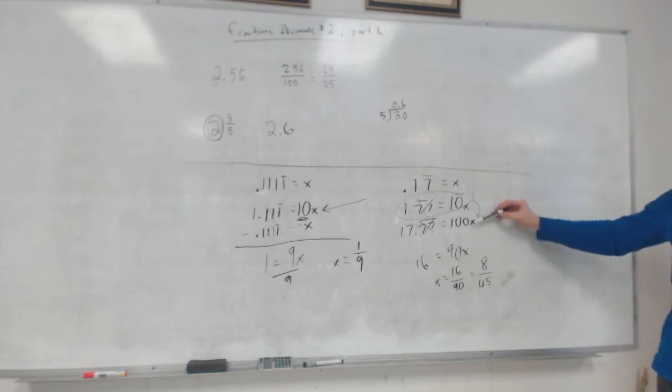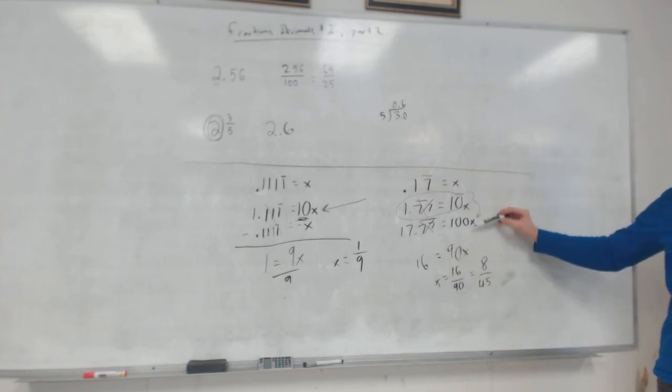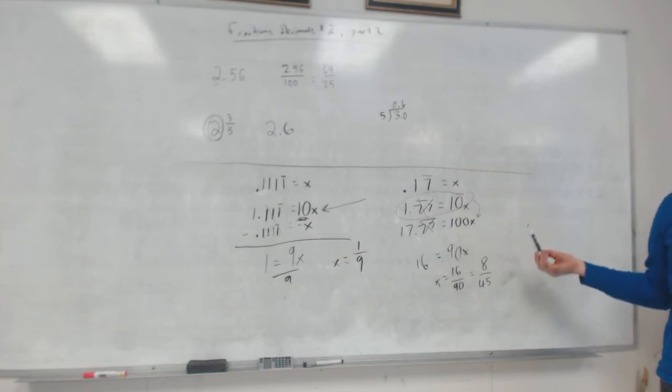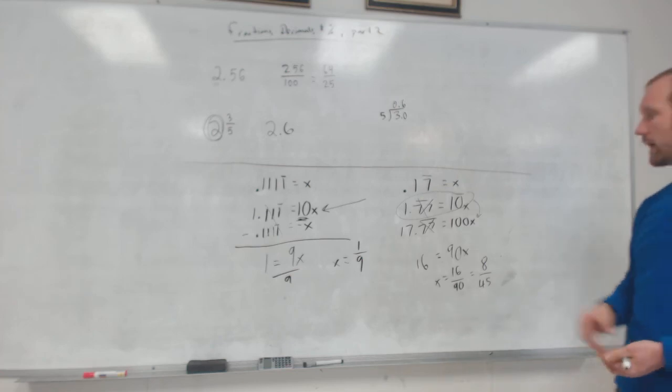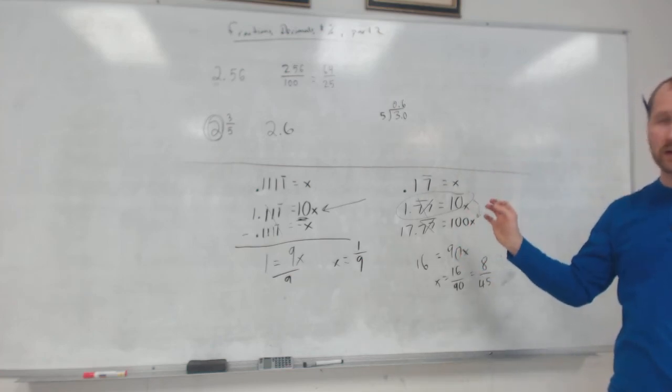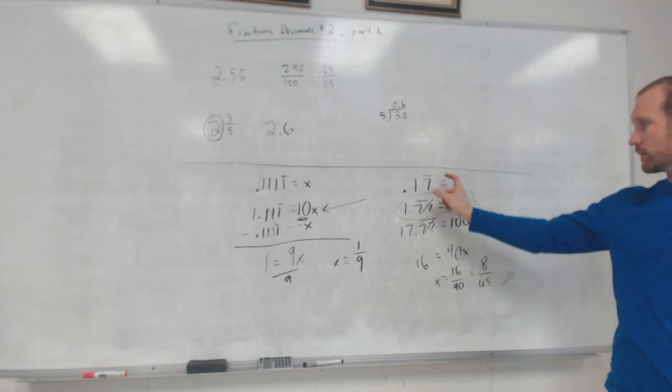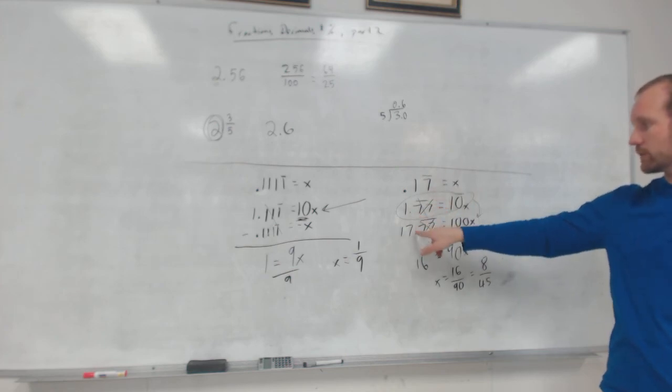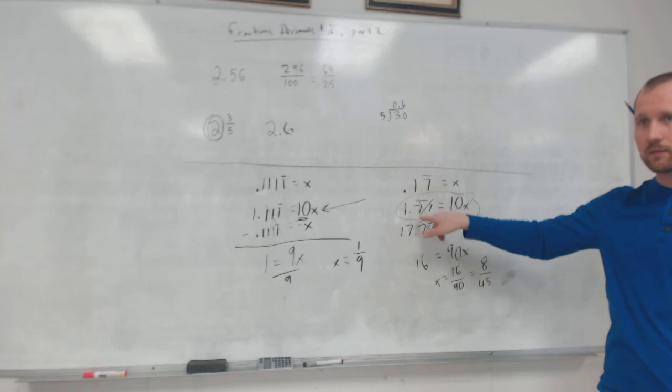So this time I multiplied it times 10 and 100 to get it to cancel out. And sometimes you're going to have to multiply it times 100 in order to get the decimals to line up. Our goal is to multiply this and get our decimals to line up so that they cancel out.